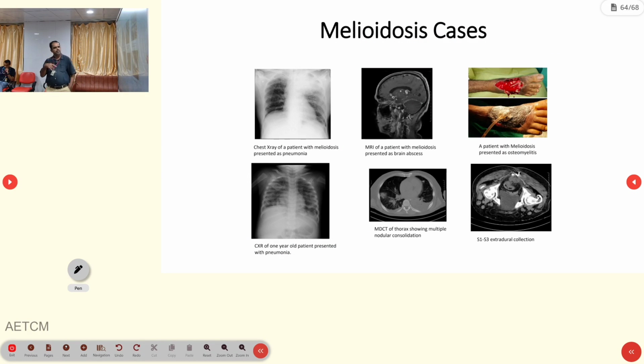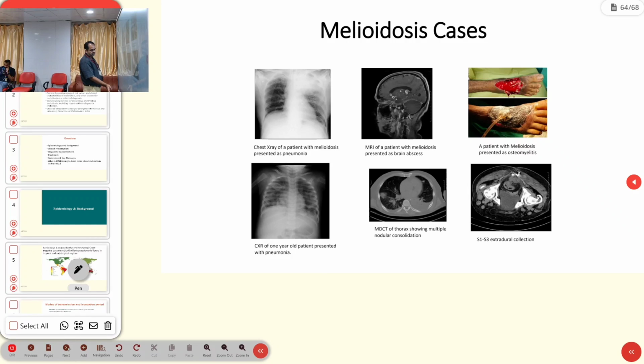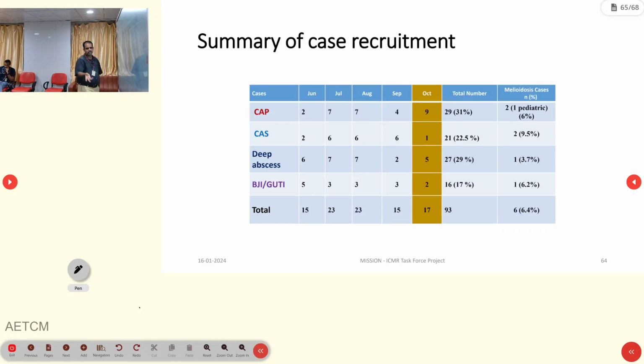These are the cases that we saw. This is the first pneumonia, that patient died. This is a brain abscess, that patient died. That is a diabetic patient with osteomyelitis, treated successfully and recovered very well. This is a 1-year-old child that came with pneumonia and recovered very well. That is a case with multiple pulmonary nodules, which also recovered. That is a spine lesion diagnosed as TB, and we identified it as melioidosis, and she is being treated now. She got at least 6 weeks of IV meropenem. She couldn't afford meropenem, so somehow we arranged it and treated her. She is now on the eradication phase. We recruited 93 cases with risk factors and suspected infection. We got 6 positive, I think it's become 8 now, 2 more cases identified.